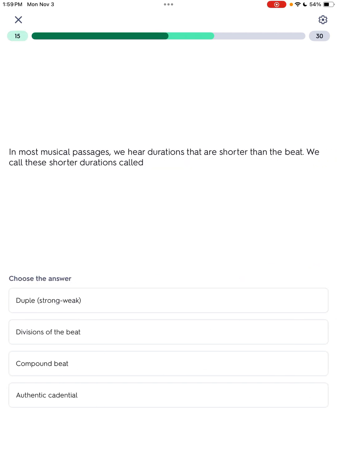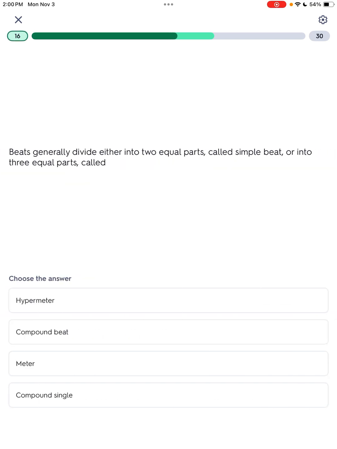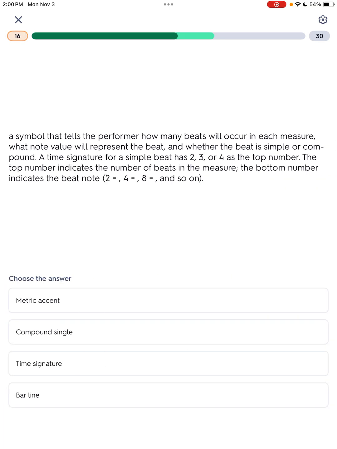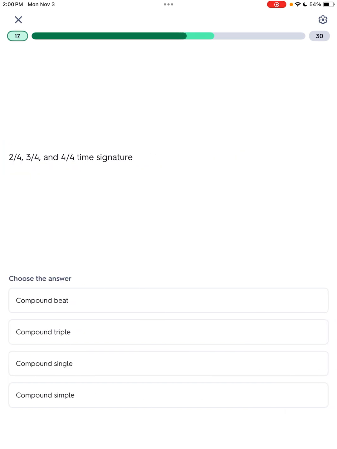It's the musical passage of duration that is shorter than a beat. We call this duration the division of the beat. Beats generally divide into 2 equal parts, called simple beat, or into 3 equal parts called compound beat. Oh, okay. Each symbol which tells the performer how many beats. The time signature. We should know that.